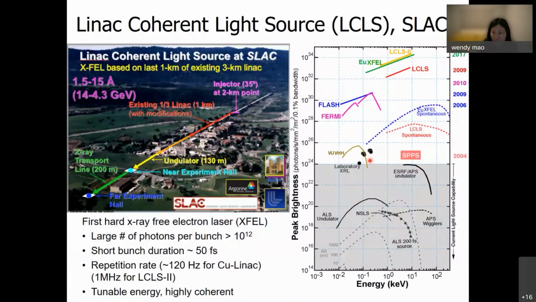Although I guess with ESRF's upgrade to EBS, this should be like 2 orders of magnitude lower. At LCLS, which was the first hard X-ray FEL to come online, and it's located at SLAC National Accelerator Laboratory, so very close to where I work at Stanford, things to know about the X-FEL are the large number of photons per bunch and also the very short bunch duration. For running high pressure experiments, one of the LCLS end stations is the Matter in Extreme Conditions, MEC, instrument, which is located at the very end of this far experiment hall.